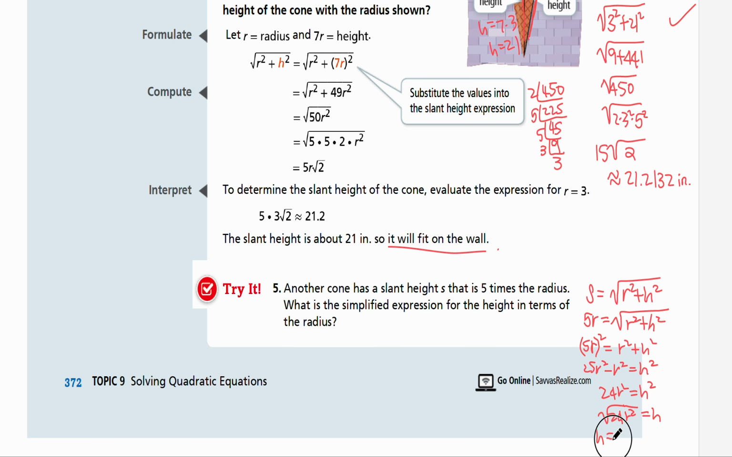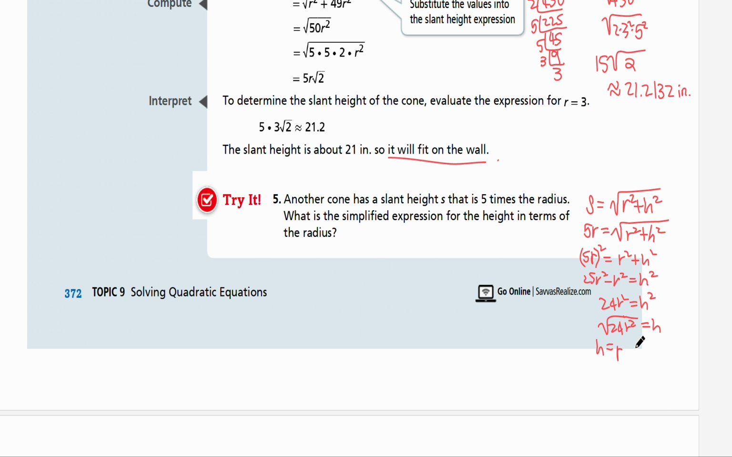So if we simplify this, we have r, because r squared is canceled out by the root, and then root 24. So let's factor 24 out. We have 24 divided by 2, 12 divided by 2, 6 divided by 2, and so we have 2 squared times 2 times 3. And so h is equal to 2r root 6. Okay, so that's it. That is the simplified expression for the height in terms of the radius.